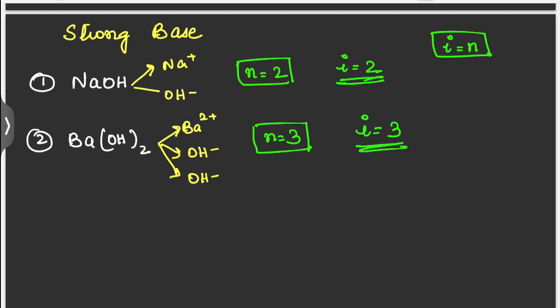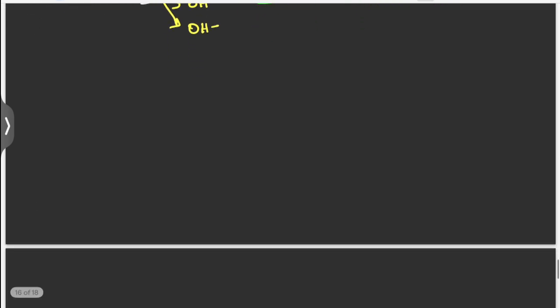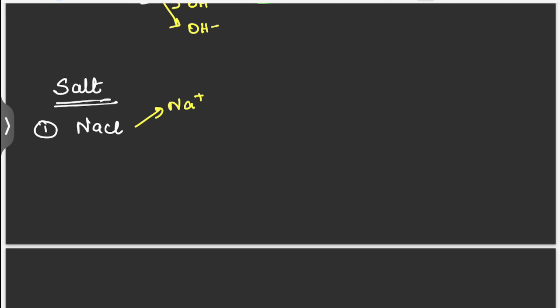So is this clear? Strong acid, strong base, and even for the salt. So next is salt. Even salt is going to break in water and form ions. One example we will take: the first example is NaCl, sodium chloride. How is sodium chloride going to break in water? It will break to form Na plus ion and Cl minus ion. Then what is the value of n? The n value is equal to 2, then the i value will also be equal to 2.